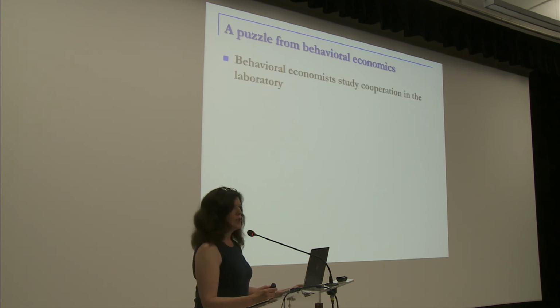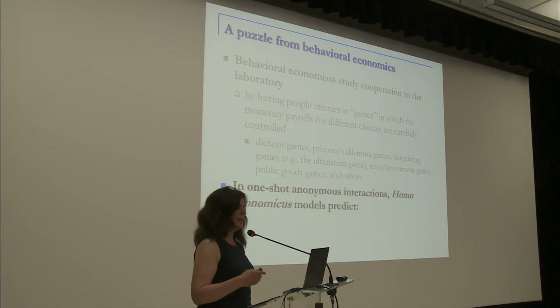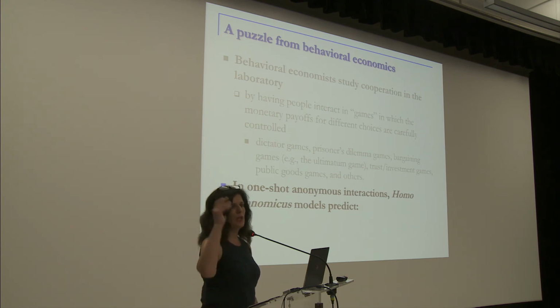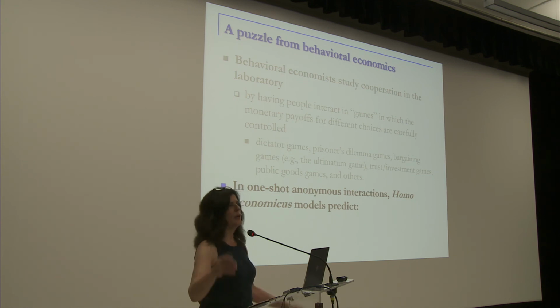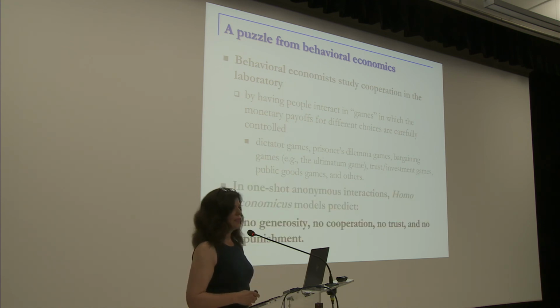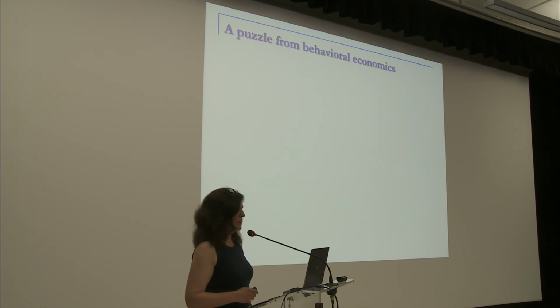Behavioral economists study cooperation in the laboratory by having people interact in games where monetary payoffs for different choices are carefully controlled. Dictator games, ultimatum games, etc. And then what they find is that in one-shot anonymous interactions, so you're told this is only going to happen once, and you don't know who this person is, and you'll never know who this person is, and they'll never know who you are. You'll never meet. The Homo economicus models of short-term profit maximizing predict no generosity, no cooperation, no trust, and no punishment.